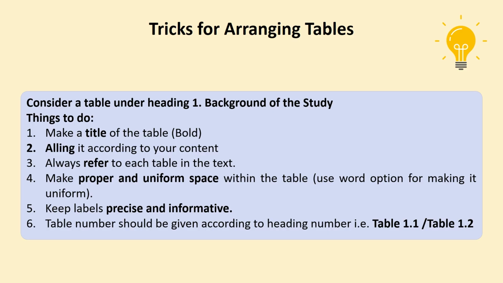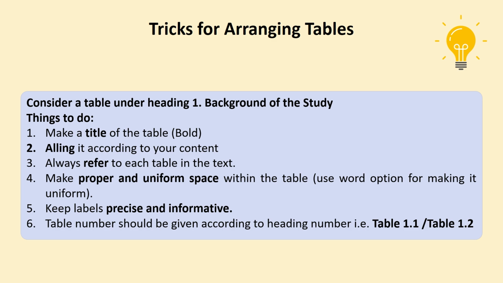Make proper and uniform space within the table. Use the Word option for making it uniform. There are options in Word for making the columns and rows of a table uniform. You can utilize them and make it proper, because if you make some rows of different size, if it is not required, it looks very vague. So be very concise and precise in making proper and uniform space within the table.